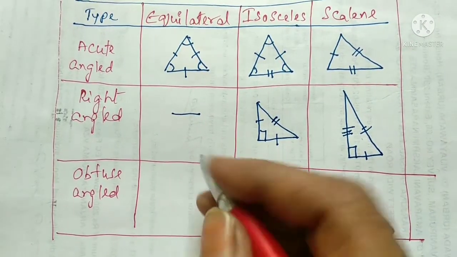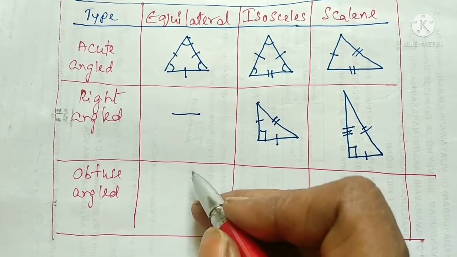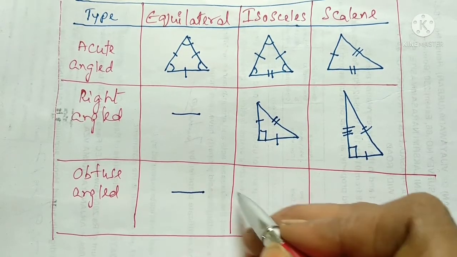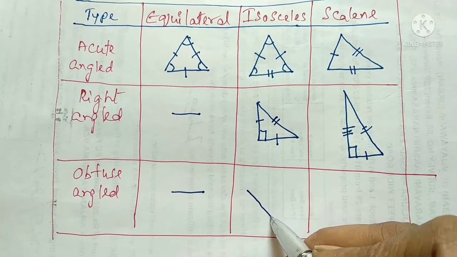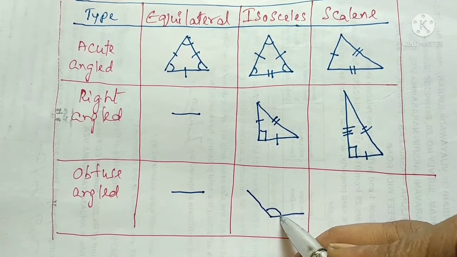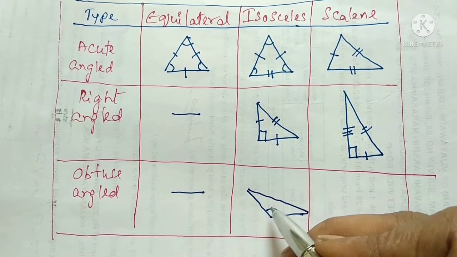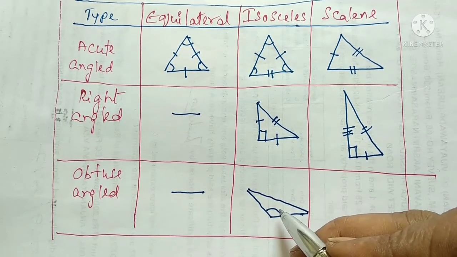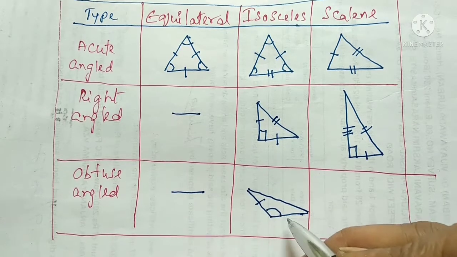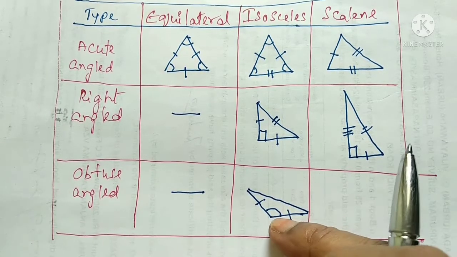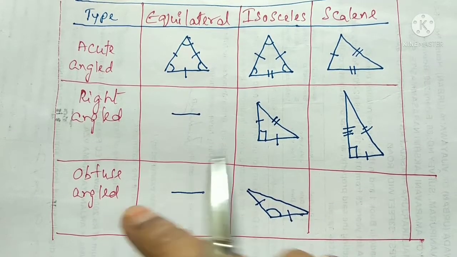Obtuse angle triangle. In the case of equilateral triangle, we can't draw an obtuse angle triangle. Obtuse angle means the angle is more than 90 degrees, remember. So in this case, we have these two sides equal and this side is not equal. So this is the isosceles triangle with obtuse angle.